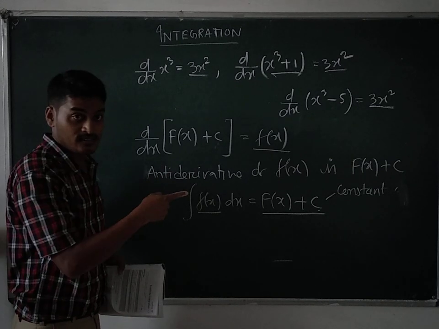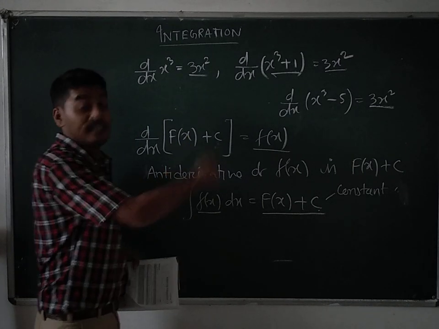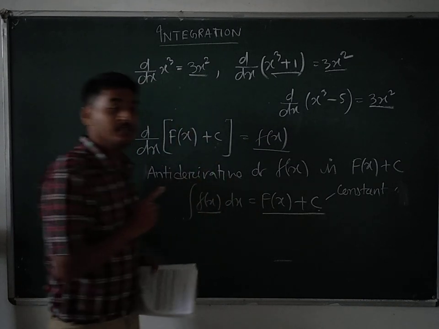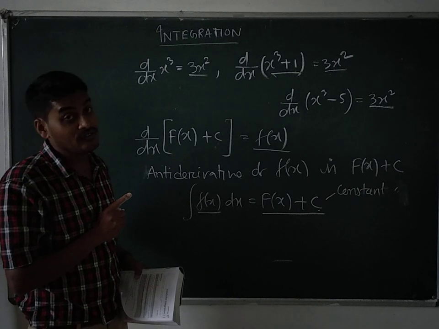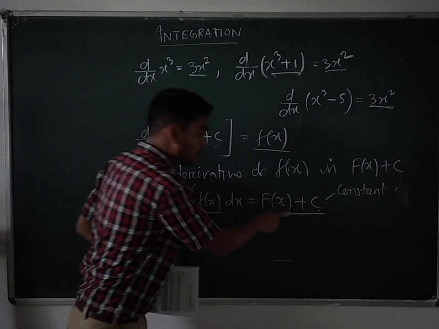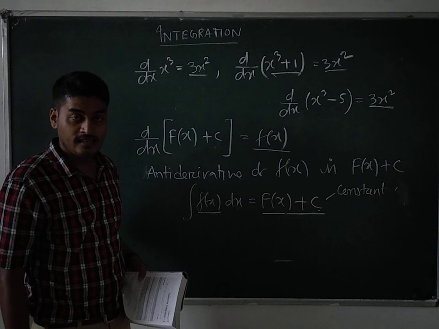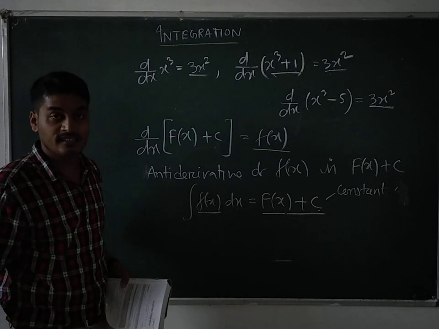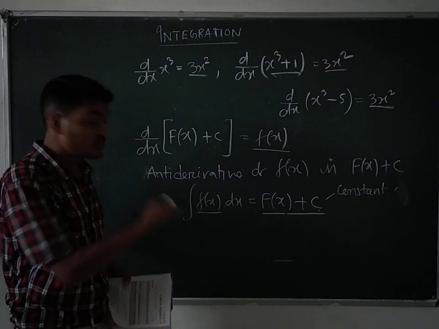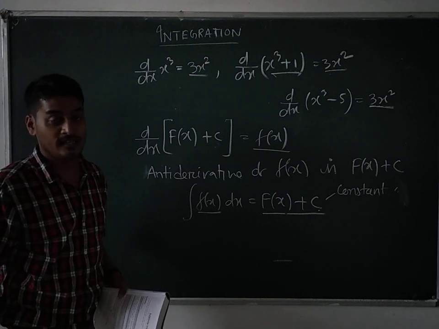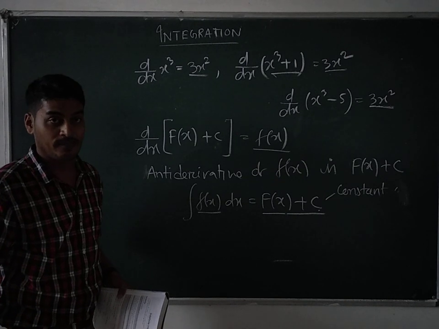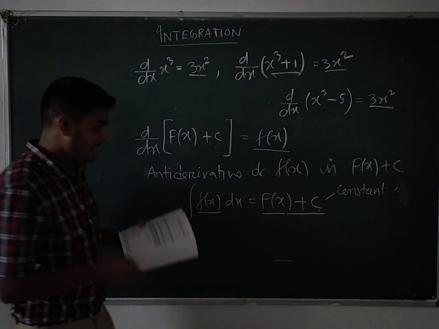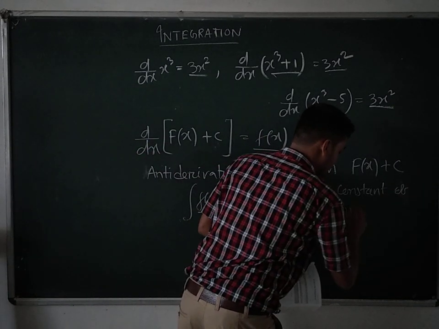And the process by which you find the indefinite integrals, all the antiderivatives, they are known as integrals. And the process which is used to find all the indefinite integrals is known as integration. The process can be called integration, indefinite integration, antiderivative or anti-differentiation. And that's why this one is known as the constant of integration.